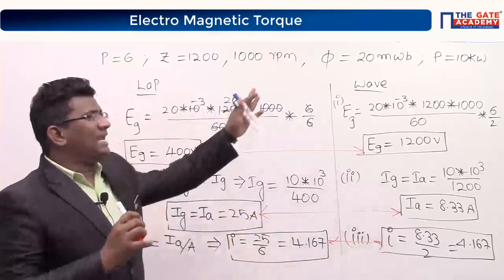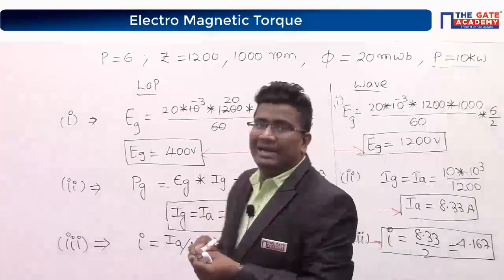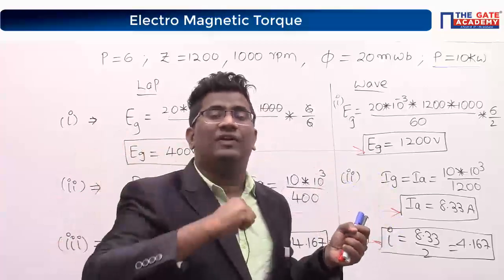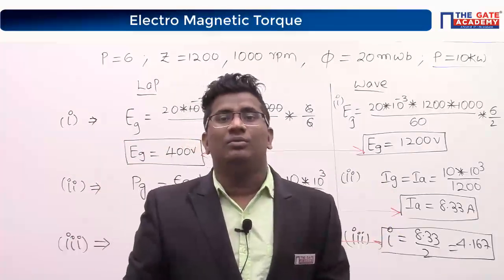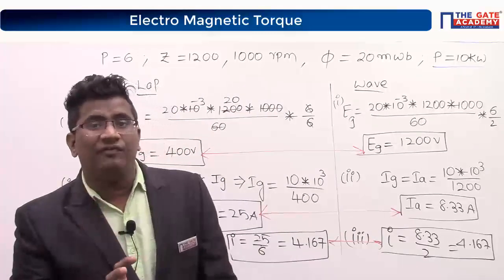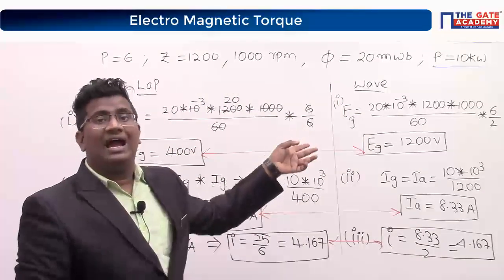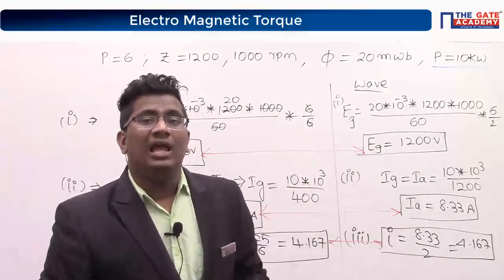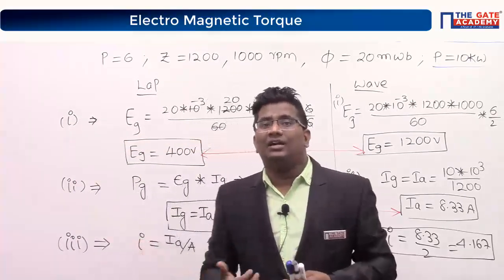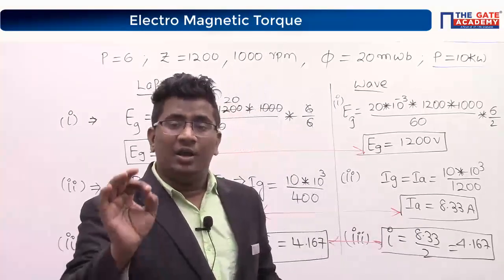Tell me, for the same power rating. Look at this. Underline the word power. For the same power rating, you have a lap, you have a wave. Which is suitable for high voltage application? Lap or wave? Yes, sir. Wave winding. High current application? Lap winding. Correct?